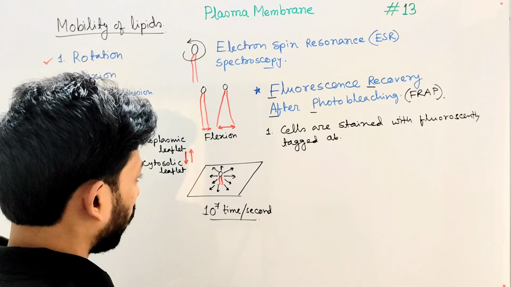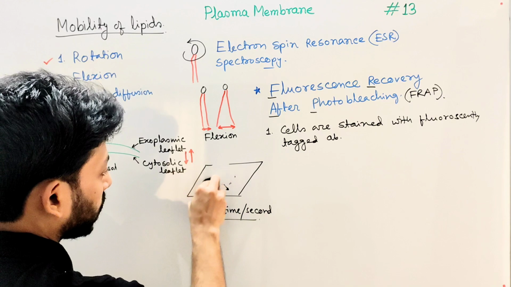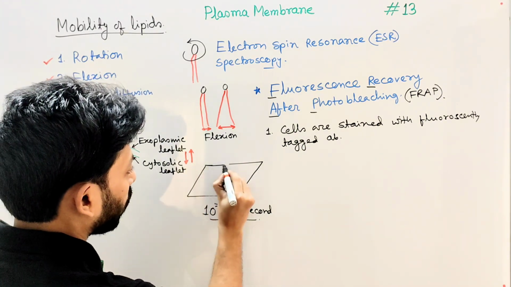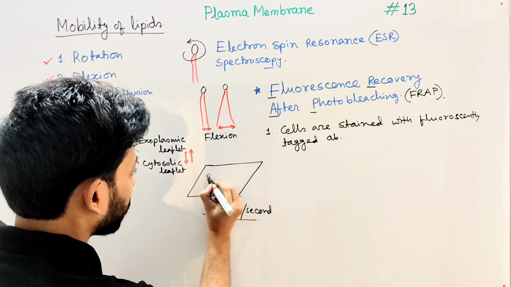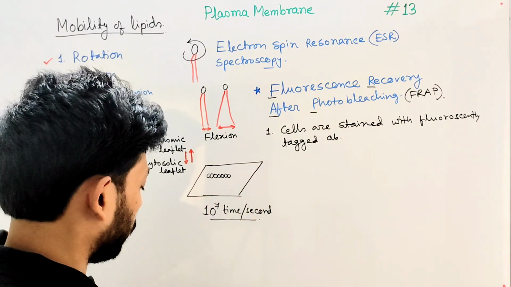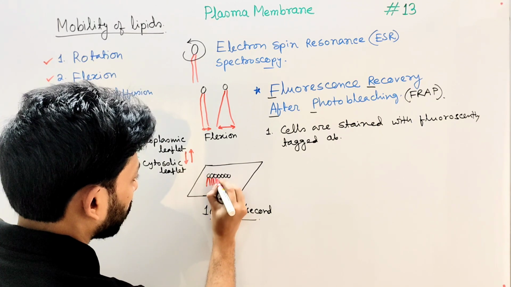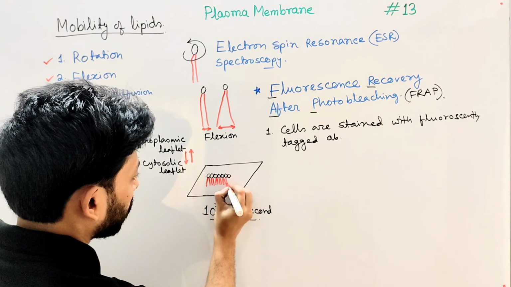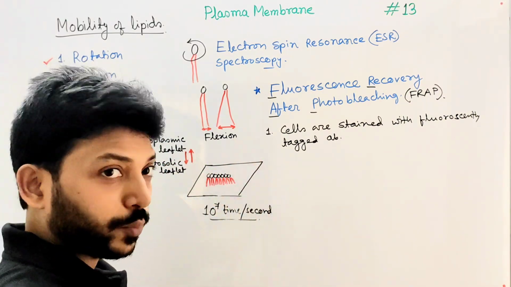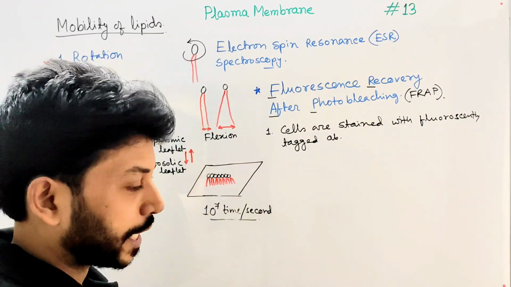What will happen? Suppose, let's remove this plasma membrane, these lipid molecules. Suppose this is the leaflet of a plasma membrane, and here lipid molecules are present. I'm just showing one row of lipid molecules. All over the leaflet lipid molecules are present. I'm just showing a few lipid molecules to show how this technique occurs.